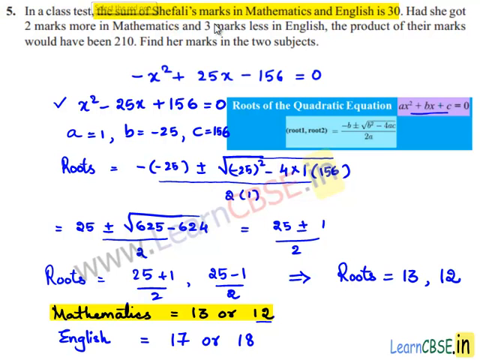Therefore, Shefali's marks in mathematics is either 13 or 12. Her marks in English is either 17 or 18.